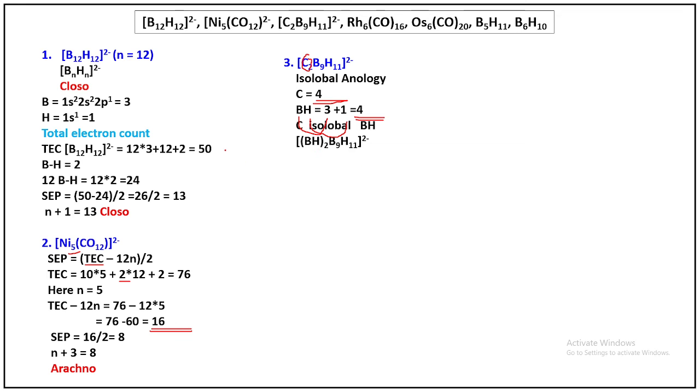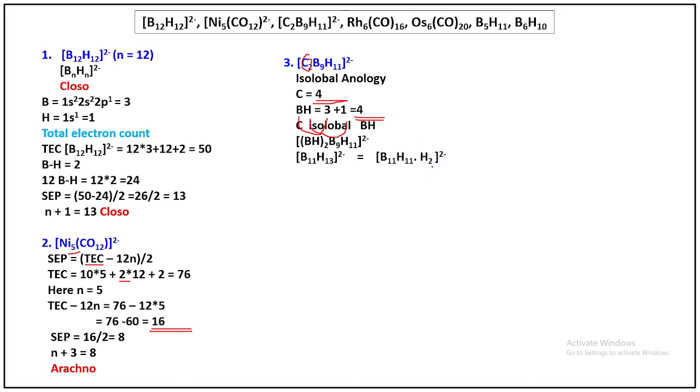Because then we can directly fit into the formula and we can directly get the answer. Okay. So in this cluster, we are replacing carbon with BH. So C2 means BH twice, B9, H11, 2 minus, which also can be written as, here 2 B is there, here 9 B, total 11 boron, plus 2 plus 11, 13 hydrogen, 2 minus, which also can be written as B11H11H2, 2 minus.